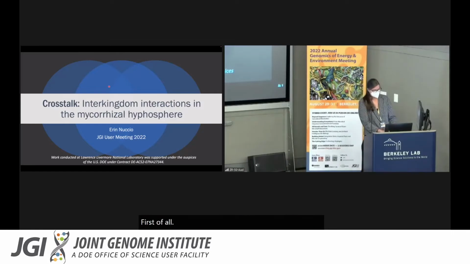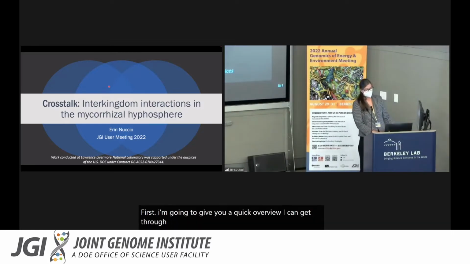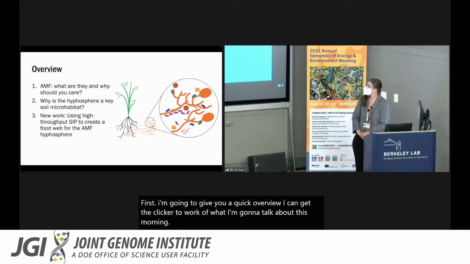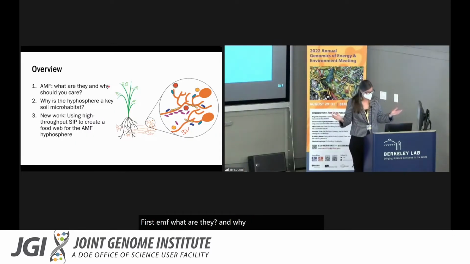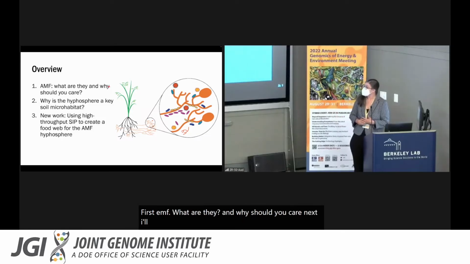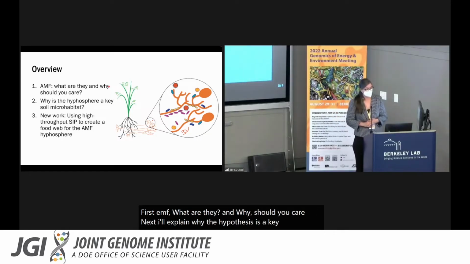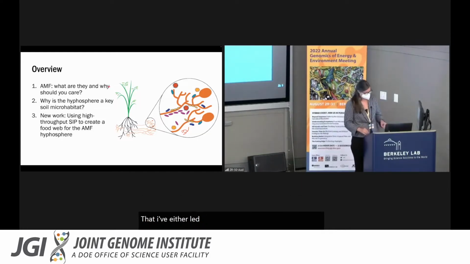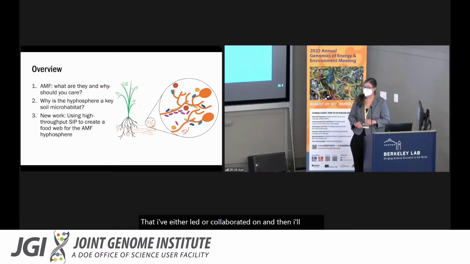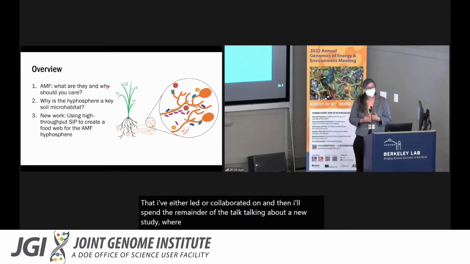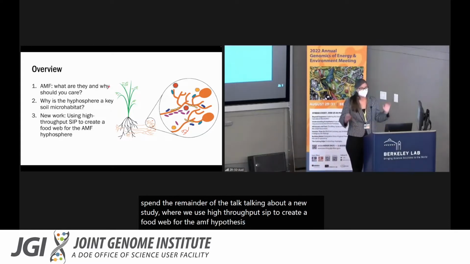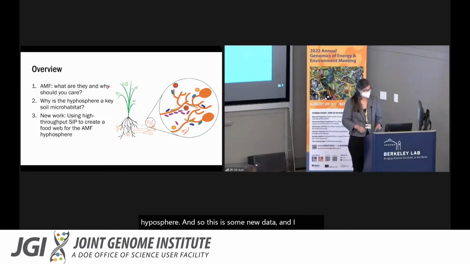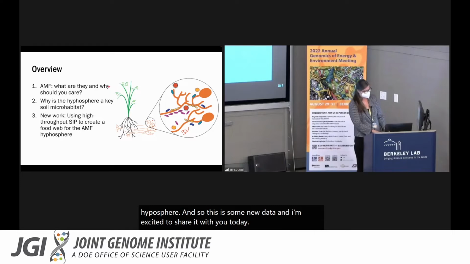First, I'm going to give you a quick overview, if I can get the clicker to work, of what I'm going to talk about this morning. First, AMF, what are they and why should you care? Next, I'll explain why the hyphosphere is a key soil microhabitat using 3 vignettes from research that I've either led or collaborated on. And then I'll spend the remainder of the talk talking about a new study where we used high throughput SIP to create a food web for the AMF hyphosphere. This is some new data, and I'm excited to share it with you today. It's been a fun data set to work on.